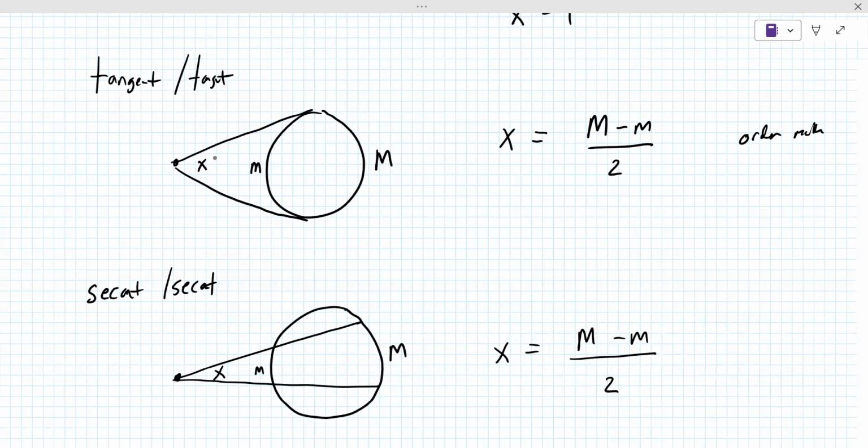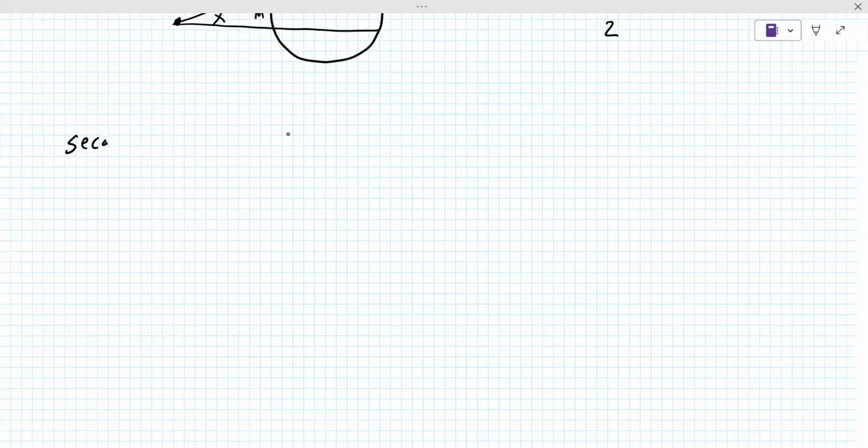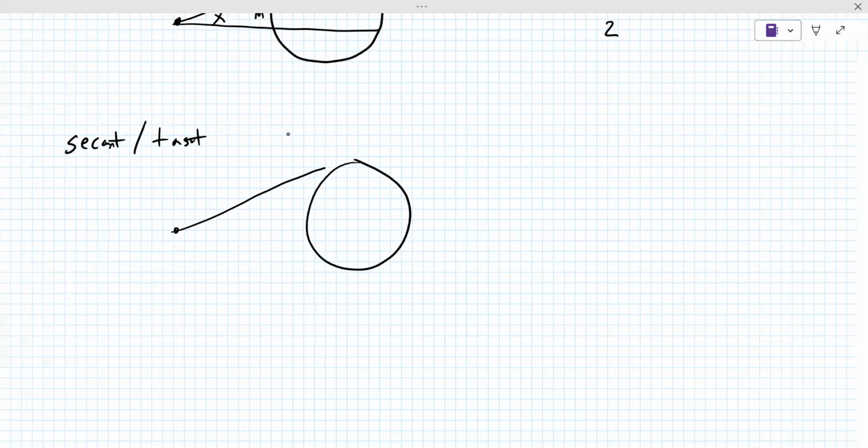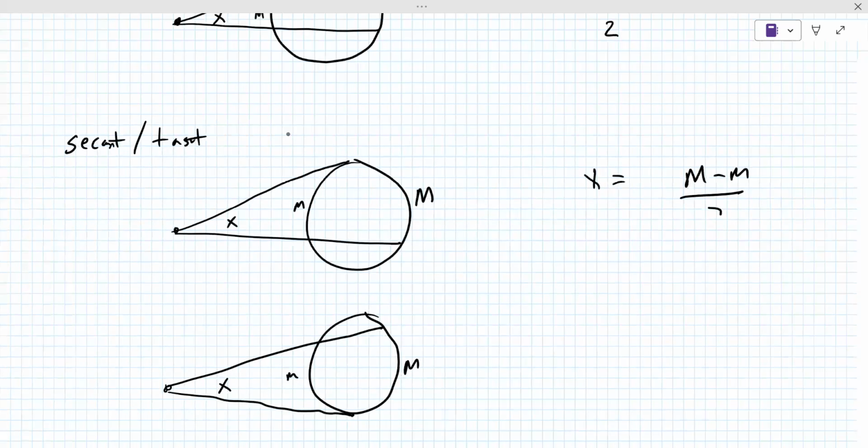Any questions on what we've done so far? The other possibility is what's called a secant tangent or tangent secant. There are two ways this could look, but they're exactly the same in terms of the formula. In both cases, you've got a big M, a little m, and an x, and it is still big M minus little m over 2. So it's one formula for all, but there's a bunch of different scenarios that you might see.